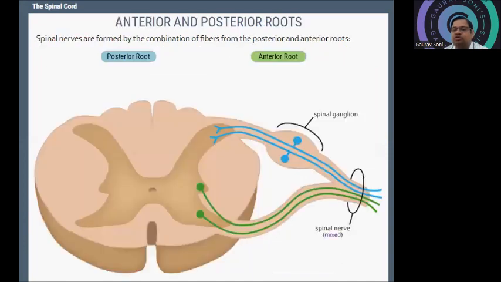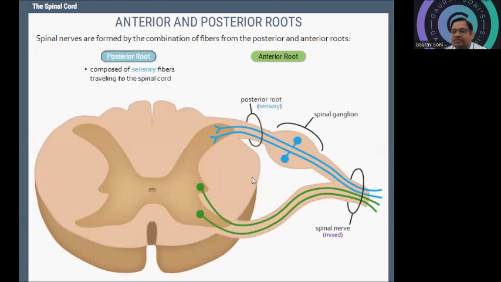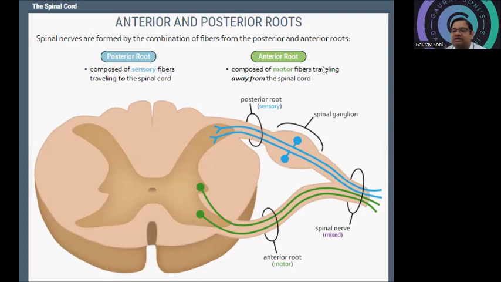Next, we will talk about the roots. Spinal nerves are formed by a combination of fibers from the posterior and anterior roots. Let's see the posterior root. You can see here, this is the posterior root, which is sensory in nature, traveling to the spinal cord. You can see the parts also. This is the spinal root, spinal ganglion, and spinal nerve, which is always mixed type. Then you can see the anterior root, which is motor. The fibers travel away from the spinal cord, and ultimately both are mixed together and are called a spinal nerve.